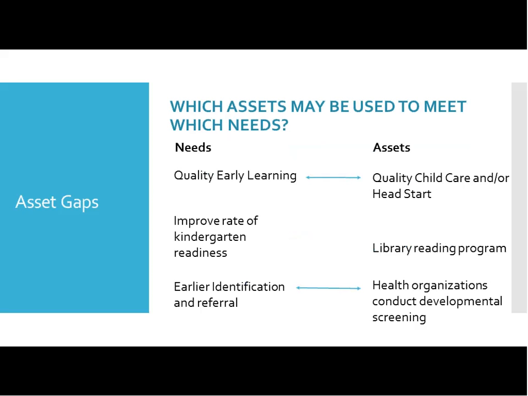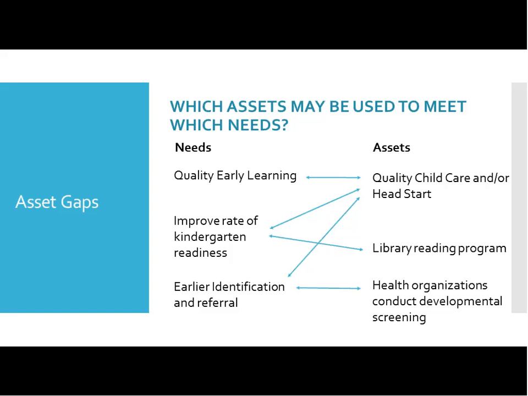We might see the same relationship at the top with quality early learning, the asset quality child care and or Head Start can actually meet that. Now you may also find that quality child care and or Head Start also meets the needs of improving the rate of kindergarten readiness and earlier identification and referral. So all of a sudden, that asset has the potential to be overburdened. It may not. It's good to be aware that it might.